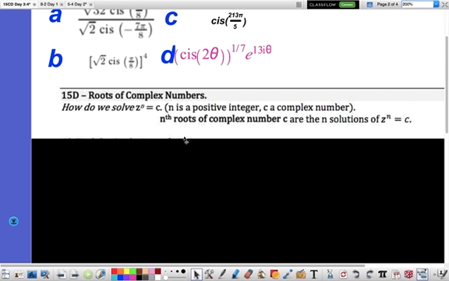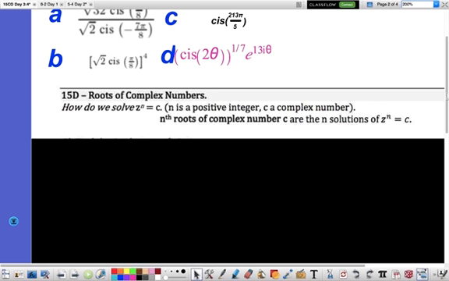How do we solve these kind of equations? Z to the n equals some number c. N is a positive integer, c is a complex number. These are called the nth roots of a complex number c, or the n solutions of z to the n equals c, right? So you're going to get n solutions for this kind of an equation. We're looking for the nth roots, right? So that's what we're doing today.